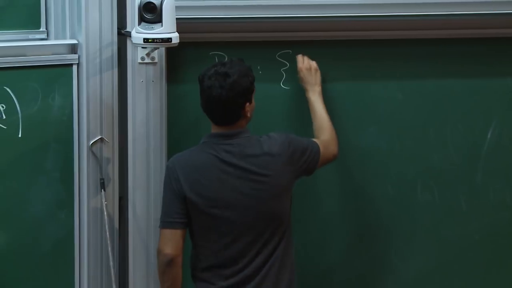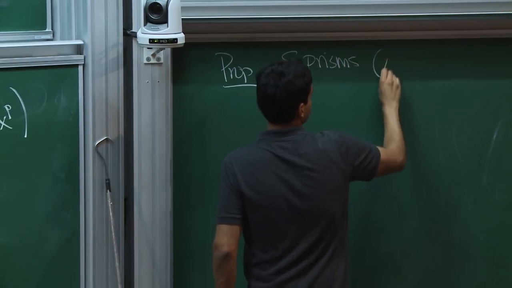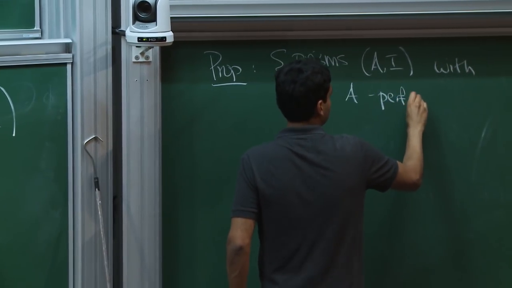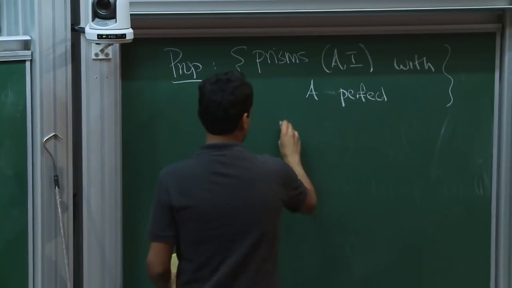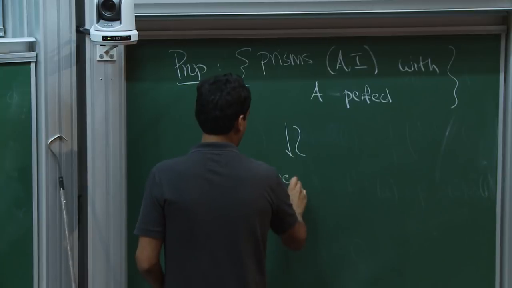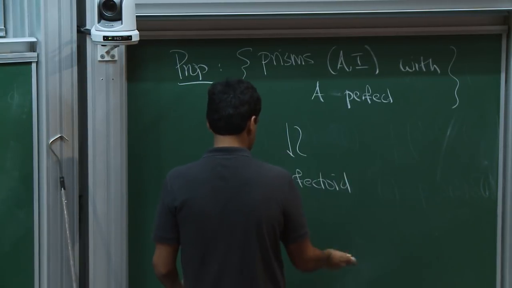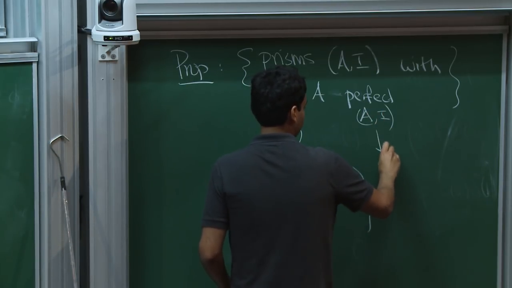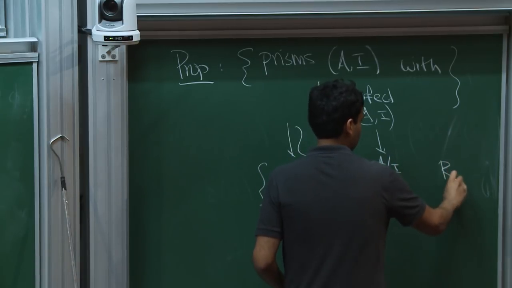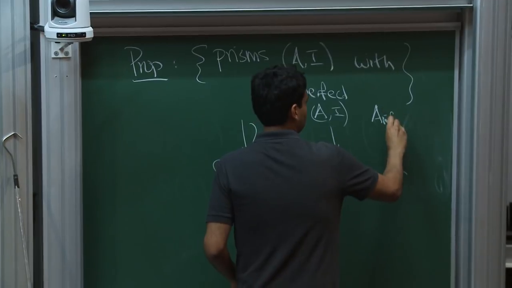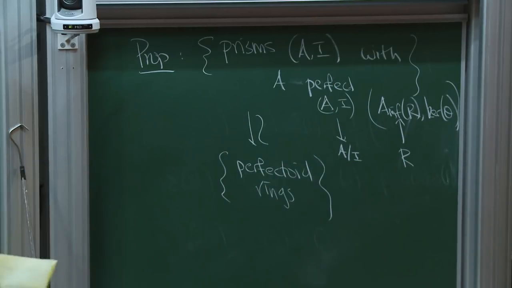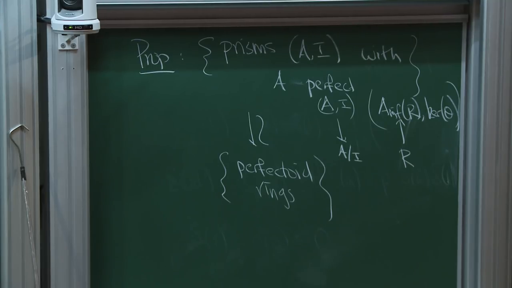Okay, so the lemma is if you work with perfect prisms, so prisms (A, I) with A perfect, then this category is equivalent to the category of perfectoid rings in this kind of generalized integral sense. And the functor is (A, I) goes to A mod I. And conversely, R goes to A_inf(R), comma the kernel of theta. A perfectoid ring has the p-adic topology.